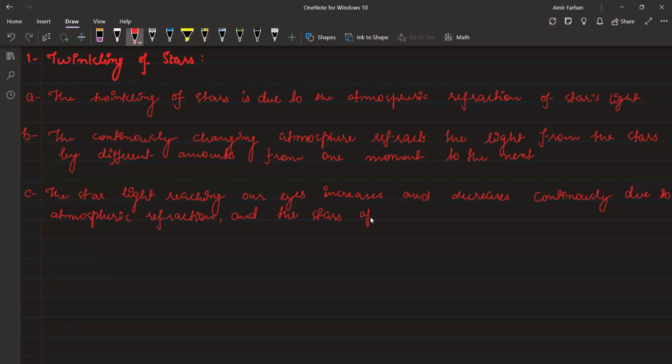Clear? Due to atmospheric refraction, the stars appear to twinkle at night. It fluctuates. Twinkle means that it fluctuates.